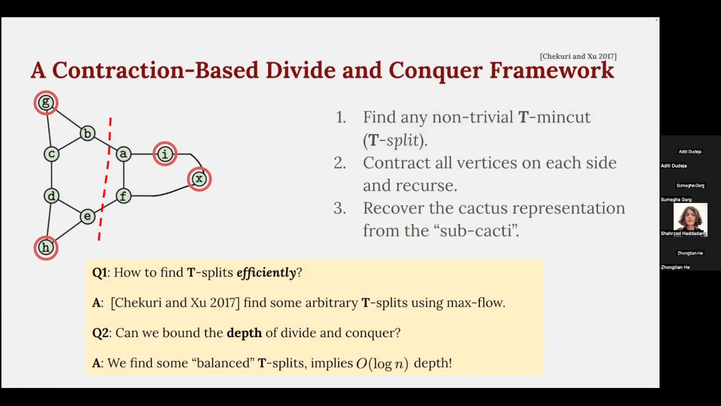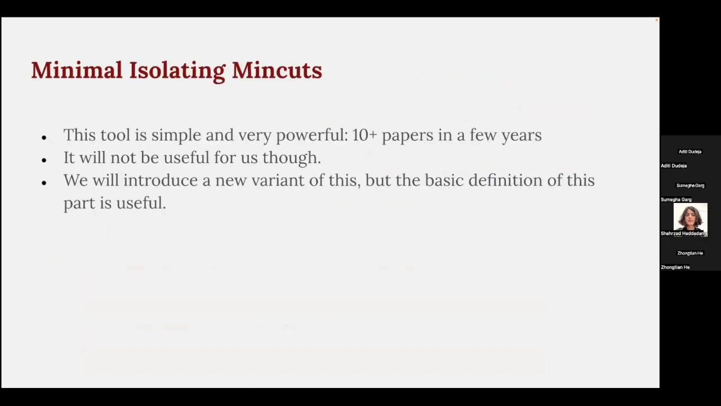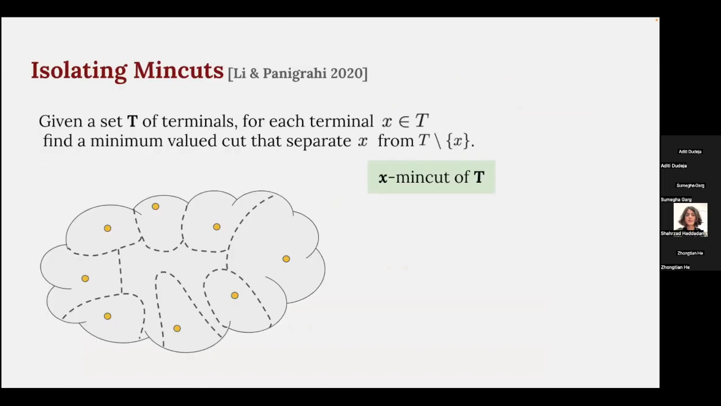So just keep it in mind, and I will take a detour to tell you a very powerful tool called isolating Mincuts. So this will be the second section. This tool is very simple and very powerful. It has been used in many papers in recent years. Like it solves the Gomory-Hu tree and related cut problems. But it will not be useful for us, and you will see. So we will introduce a new variant, but the definition in this part is useful, and we are based on it. So let's go to the definition.